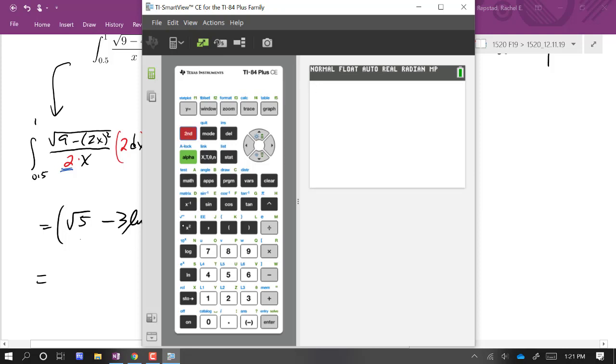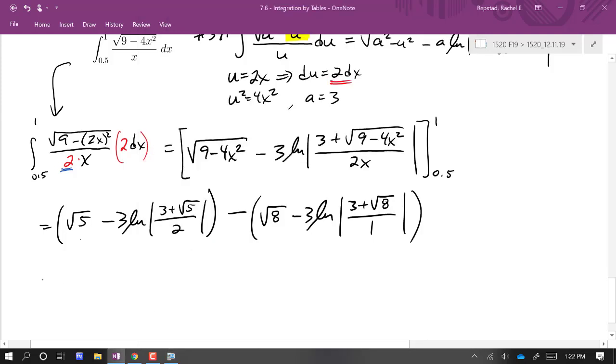All right, so let's see, root 5 minus 3 ln, and then we have 3 plus root 5 over 2 inside the ln, minus root 8 minus 3 ln 3 plus root 8. That's approximately .8086. We did it.